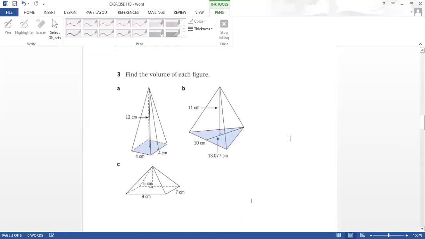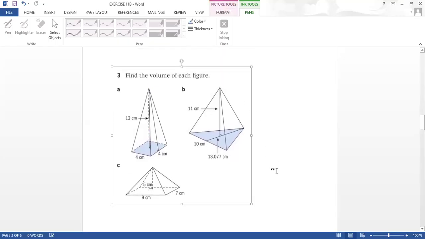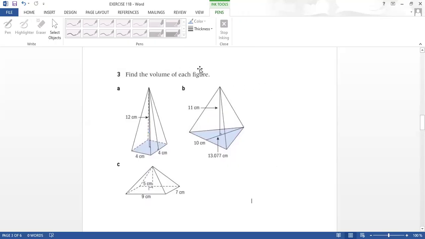Number 3, we are supposed to find the volume of these figures. There are 3 of them in one. So I'm going to do part A. This is a square-based pyramid, and the volume of a pyramid is given by a third base area multiplied by perpendicular height, or the height above the base.